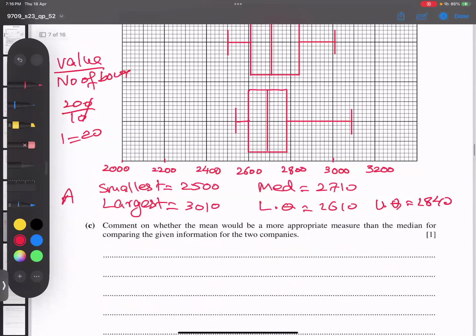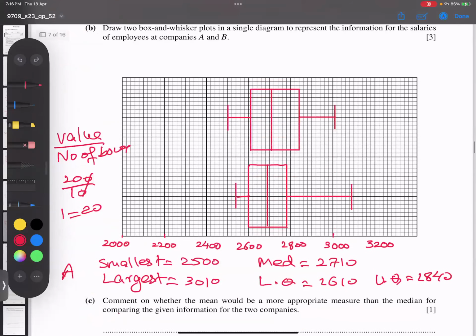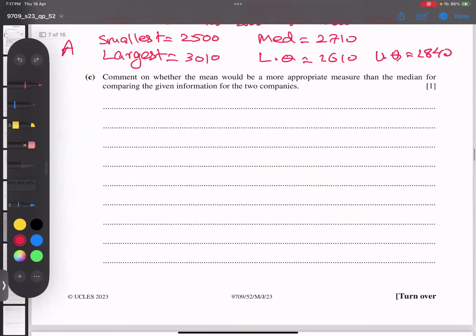Now, the next part is for 1 mark. Comment on whether the mean would be a more appropriate measure than the median. So, students, let me tell you one thing. For example, your first test, you got 10, second test 10, third test 10, fourth test 10. Abruptly, you got a 0. So the mean is never a good option in this condition, and the median is a good idea.